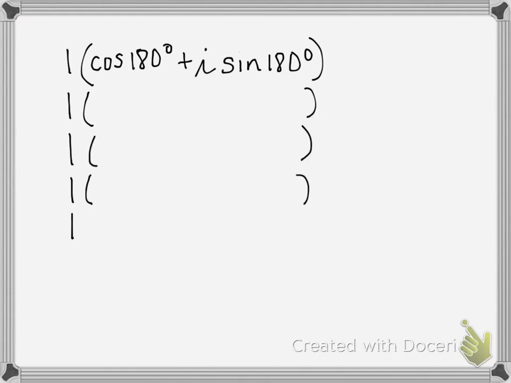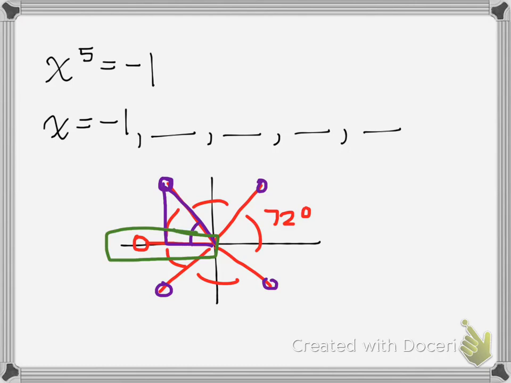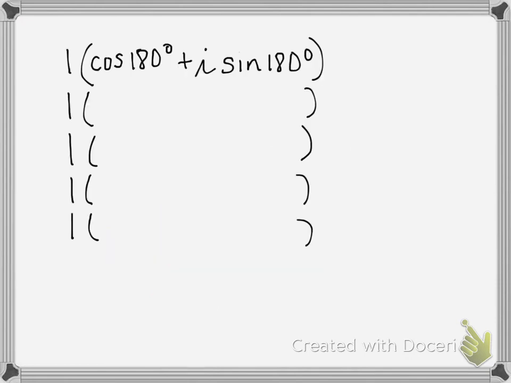So what's the angle? I'm not going to be able to get into this picture really conveniently, so let me just draw a new picture here. I've got the first root that I found here. And then the next one, I go 72 degrees.